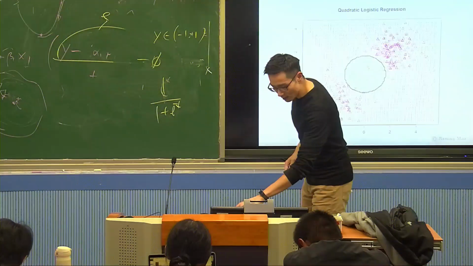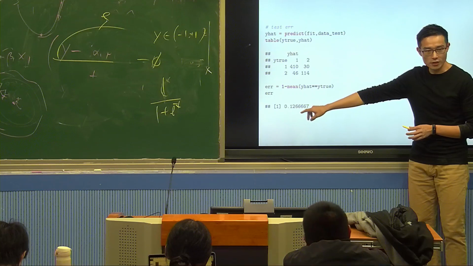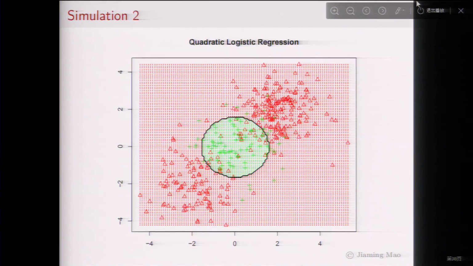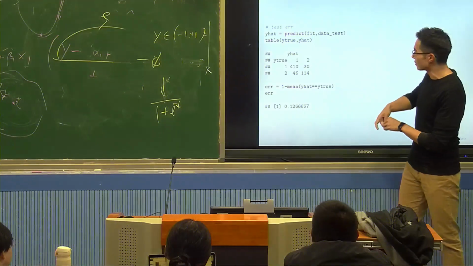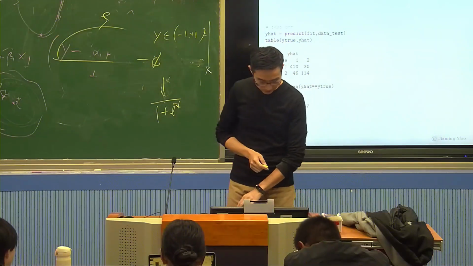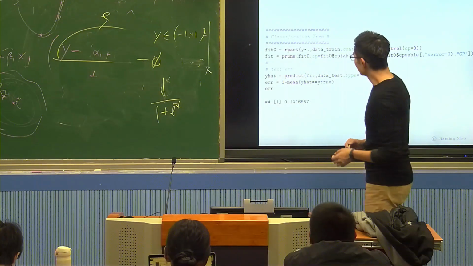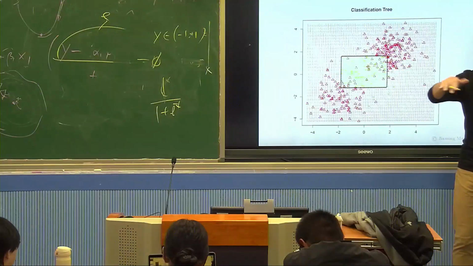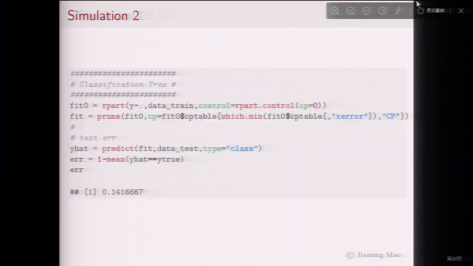The misclassification rate is 12.67%, so 13%. Is it good? I don't know, but it looks pretty good. By the way, when I say misclassification rate, this is on the test data, not on the training data. On the test data, 13%. How about a classification tree? Let's do a tree. The tree will give you something like this, because the tree is piecewise constant. Is it good? It's not as good as logistic, because the error is now 14%.